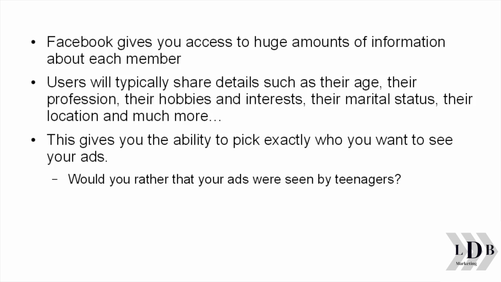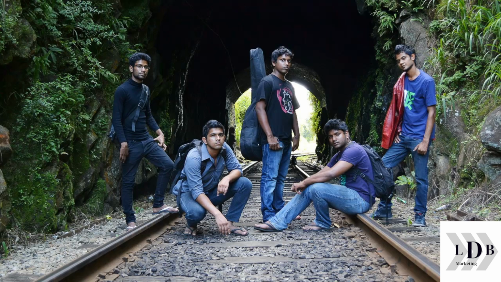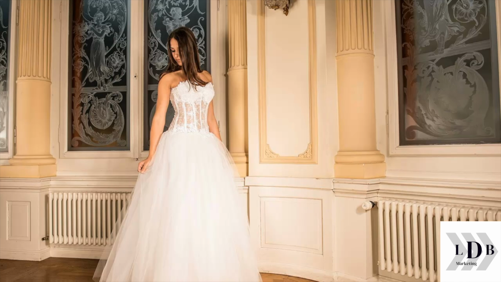Would you rather that your ads were seen by teenagers, or would you rather they were seen by women based in a specific city who were engaged? And this is going to depend on the sort of product. So let's say, for example, you are promoting a boy band that's aimed at teenagers. You would be able to drill down and make sure that your ad was only seen by teenagers and specifically by teenage girls. On the other hand, if you ran a bricks and mortar store selling wedding dresses, you would only want women who were engaged to view that ad and to click on it and to go to the page for your store. And with Facebook ads, you can do that.